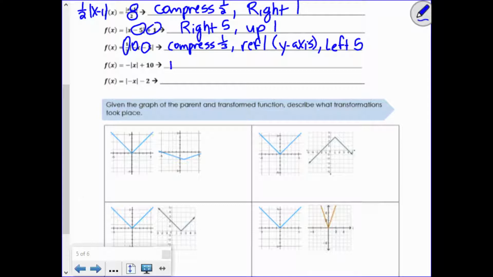Okay, so this one is a reflection. But because that factor of -1 is on the outside, it's an x-axis reflection. And then plus 10 on the very, very end. Okay, and then our last one. Another reflection, another factor of -1, but this time it's inside. So that's a y-axis reflection. And then the -2 on the very, very end.